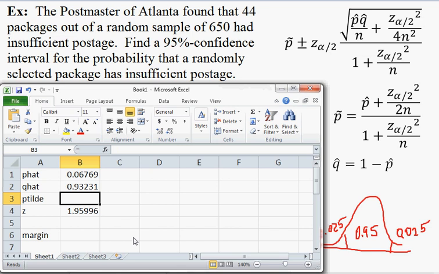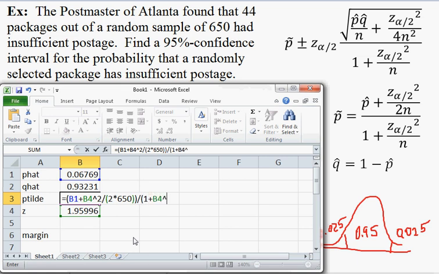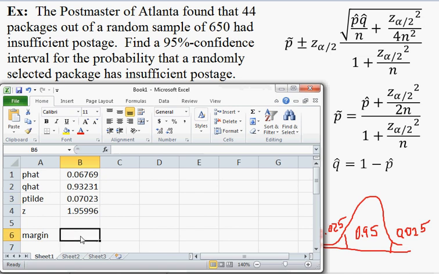So P tilde will be equal to, well, P hat, which is B1, plus the Z value squared, divided by 2 times n, which is 650, over 1 plus the Z value squared, divided by n, which is 650. So my P tilde is going to be a little bit different than the P hat value. As n goes closer to infinity, both of these extra terms are going to 0, so I eventually get P hat. But for n that is not infinity, I get a number that is somewhat different.